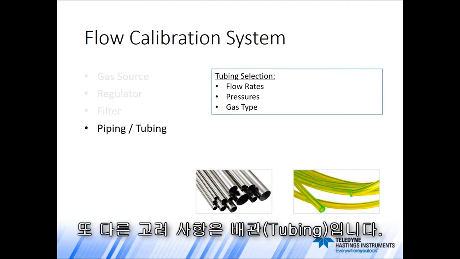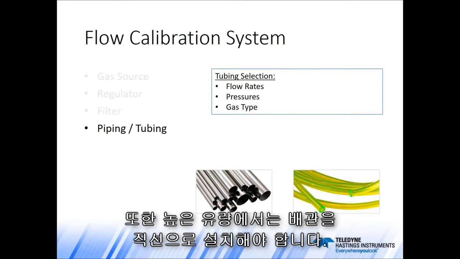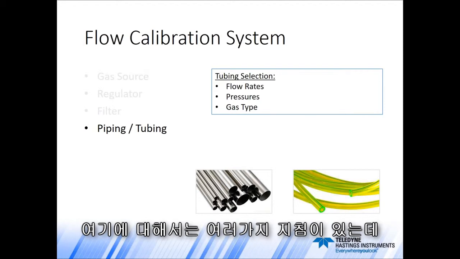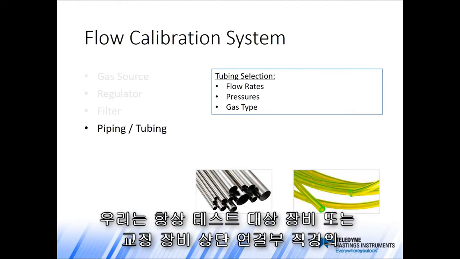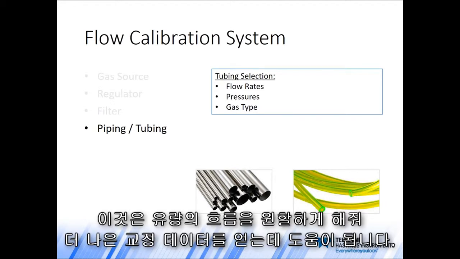Another consideration is tubing. As expected, you want to think about the flow rates you'll be using. For large systems, make sure your piping's large enough for your highest flow rate. Also, at high flows, try to maintain a straight run of pipe. You'll see different guidelines on this. We always like to see a straight run upstream that's at least 5 times the diameter of the inlet of the unit under test or the flow reference. This will also help give well-behaved flow that in turn will give better calibration data.